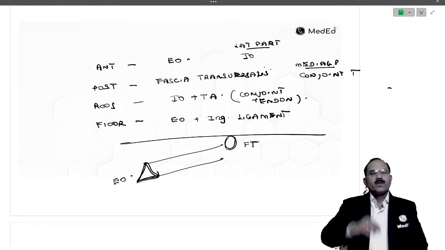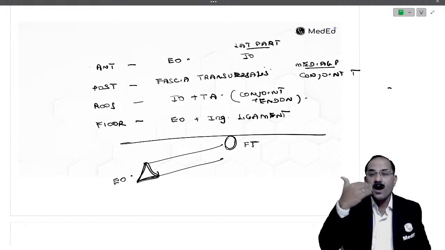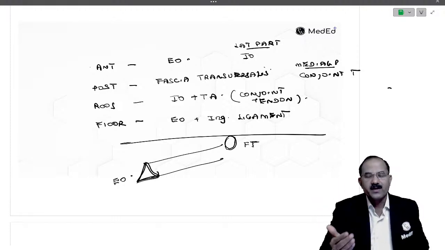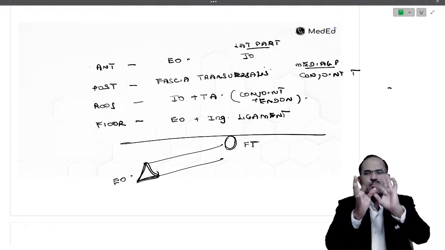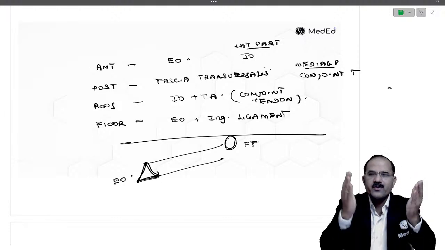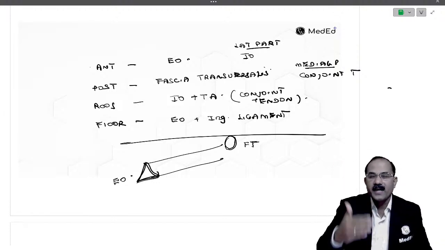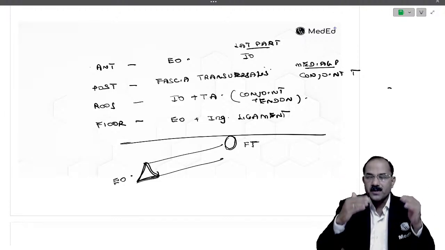What are the contents of the spermatic cord? Number one, the vas deferens. Second is the artery to the vas. Third is the cremasteric artery. Fourth is the testicular artery. Fifth is a plexus of veins, the pampiniform plexus of veins. Sixth is a nerve, the genital branch of the genitofemoral nerve. And seventh is lymphatics from the testis.